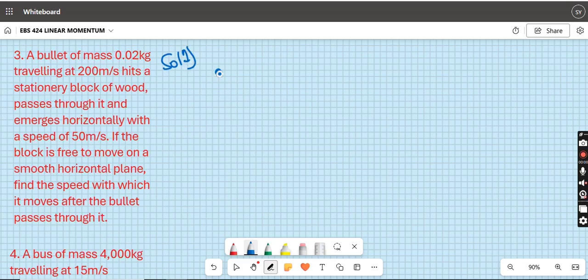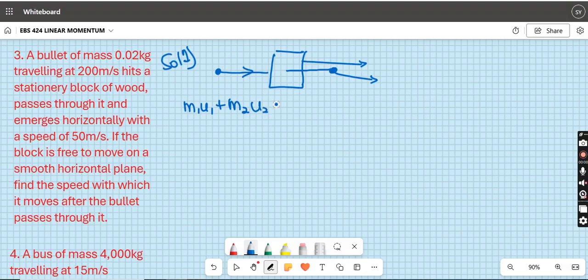So let's see, this is the bullet. It passes through the block of wood, emerges horizontally with a speed. Now, the impact also causes the block to move. So now we are seeing that they are moving separately. Okay, so we are going to use our formula m1 u1 plus m2 u2 is equal to m1 v1 plus m2 v2.